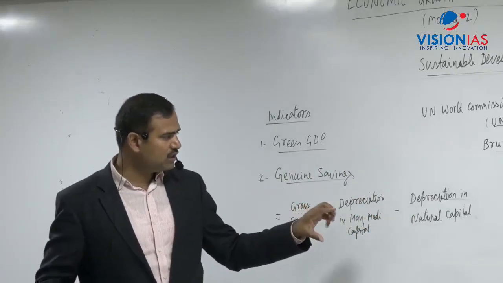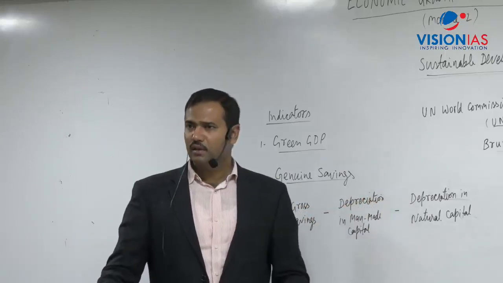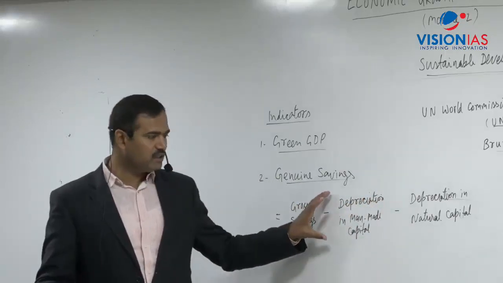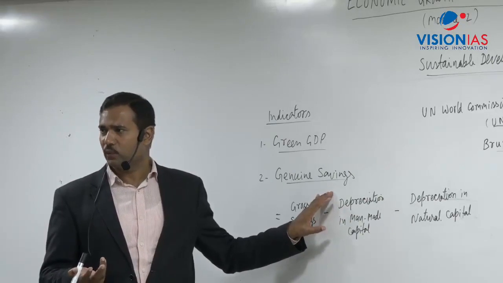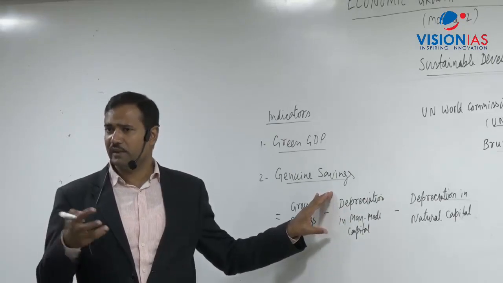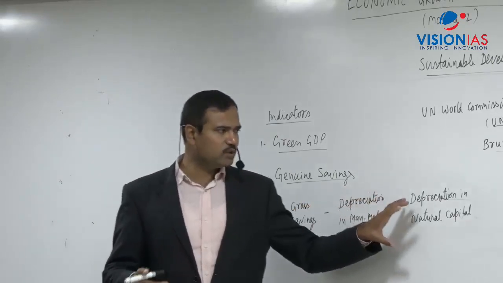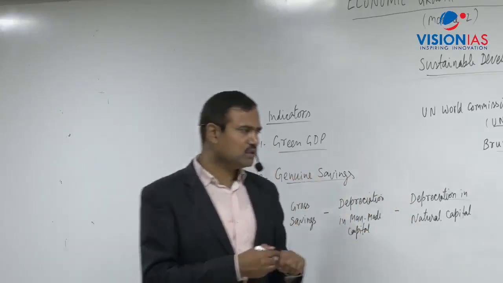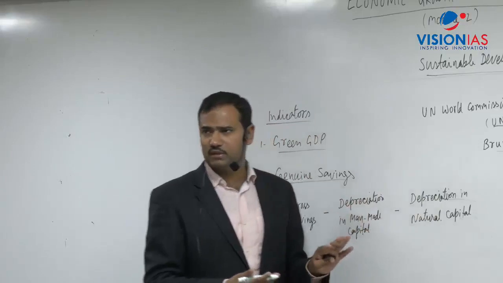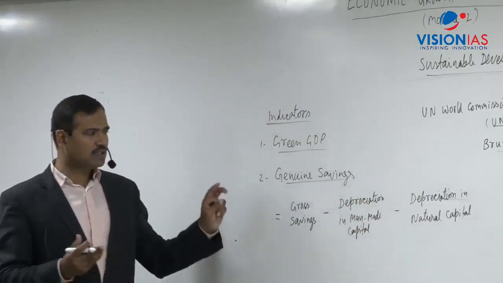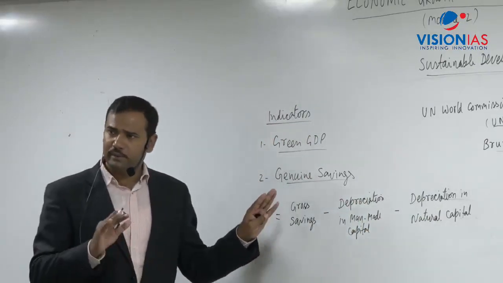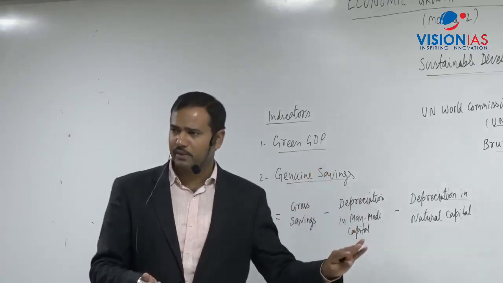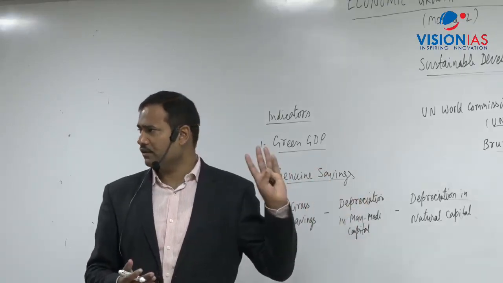Do you think it is easy to estimate this? No. Or is it easy to estimate depreciation in man-made capital like machinery? No. Even there is a lot of subjectivity in estimating depreciation. So is it practically possible to measure? No. It is just a theoretical concept. So you should have a broad idea of the concepts only. Genuine savings means gross saving minus depreciation in man-made capital, machinery, factory, as well as in natural capital. But it is not measured, only a theoretical concept.